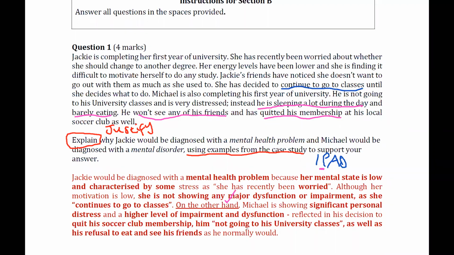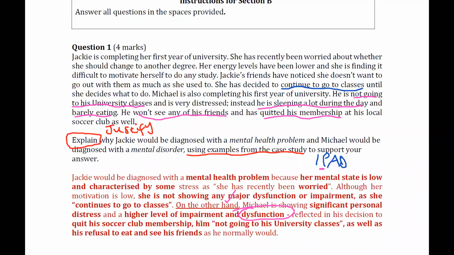Also, unlike Jackie, he's not going to his university classes, and that's literally just quoted from the scenario here. Like I always say, you guys can quote information from the case study as long as you're referencing it back to what you're talking about. So rather than just quoting not going to university classes, you're saying that not going to his university classes is an example of dysfunction. And for that reason, Michael would be having a mental disorder rather than a mental health problem. Okay, so it's about making sure that you are linking it back to the scenario and linking it back to those examples.